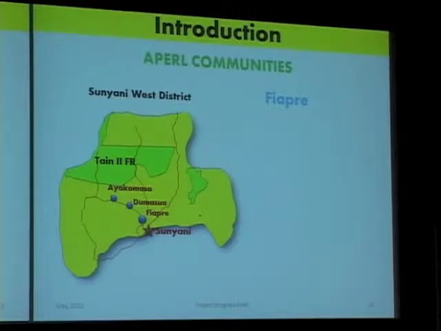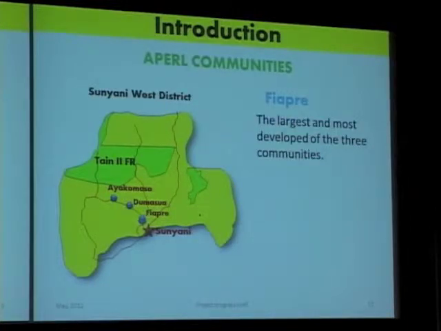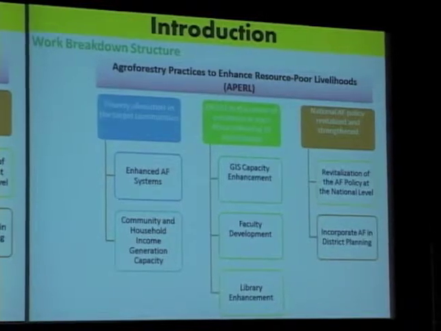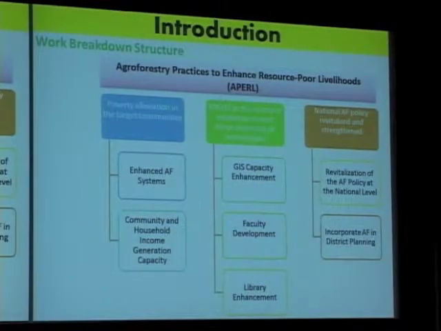Fiapre is the largest community. It's also close to the forest reserve and is the most developed area. Population is 2,500. Subsistence farmers, about 50%. In summary, this is the agroforestry practice to enhance resource-poor livelihoods. The first section, as I've already illustrated, is poverty alleviation. And then you see the immediate outputs, three of them, and the third one is policy revitalization.